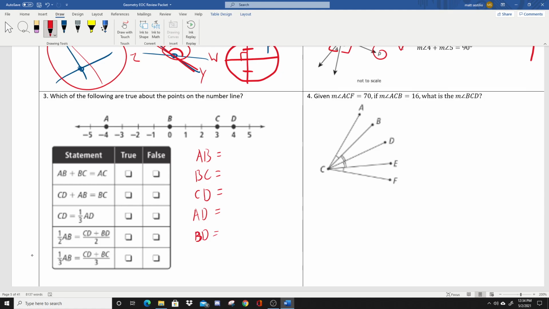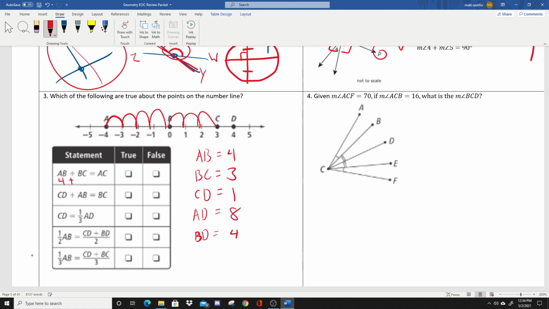AB, CD, I think I have all those. Okay. So AB, 1, 2, 3, 4. BC, 1, 2, 3. CD is just 1. A to D would be 4, 5, 6, 7, 8. B to D is 1, 2, 3, 4. Alright, so AB, this one is 4.